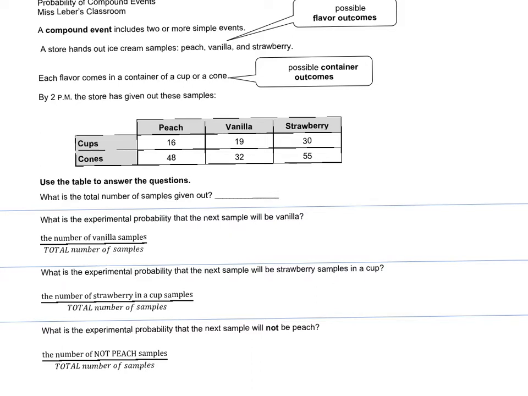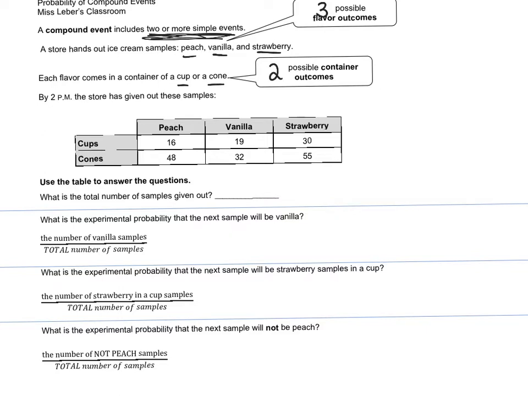And just like compound words in English, when we put two or more words together, it's the same thing in probability, two or more events being put together. So in this example, it says a store hands out ice cream samples that are peach, vanilla, or strawberry. So that means we have three possible flavor options. Each flavor comes in a container of a cup or a cone. So it gives us two possible container options.